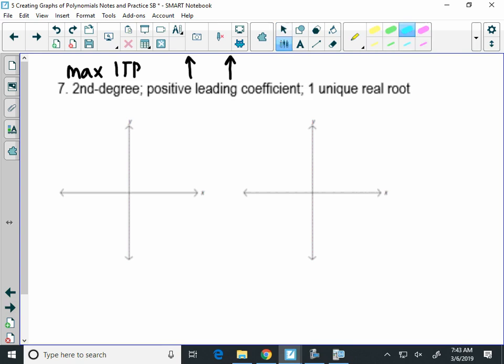Well, if I have positive leading coefficient, I start and end up high. And really the only way to graph this one is to come down and touch the axis for my 1 real root and end up high. I don't have a second choice this time other than just moving where the vertex is.